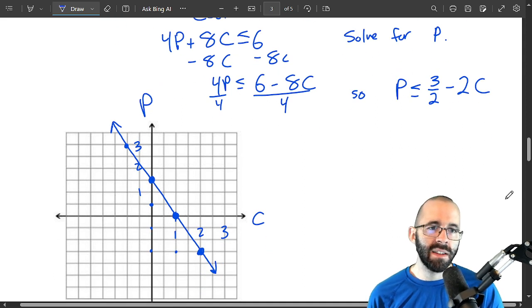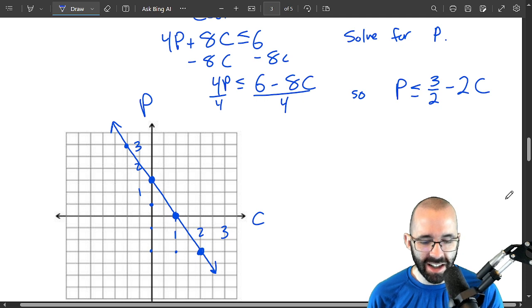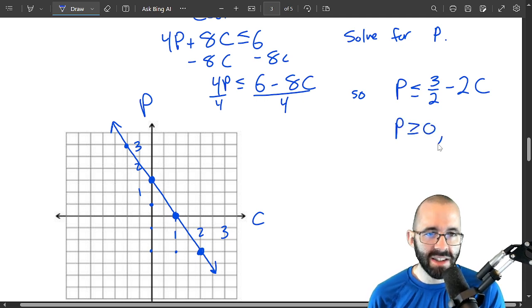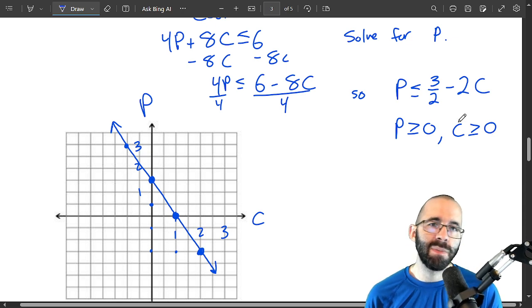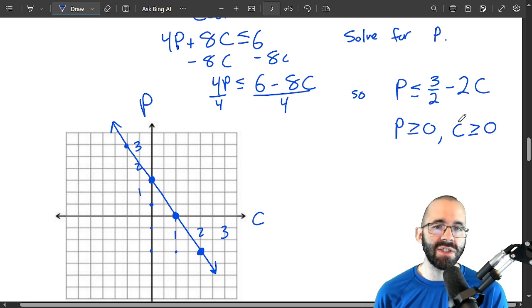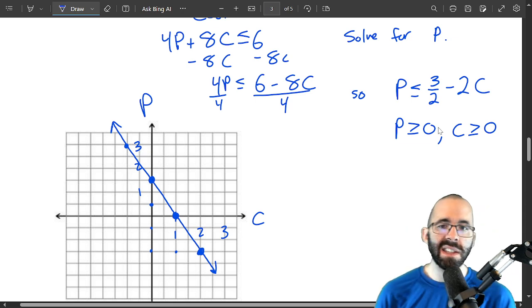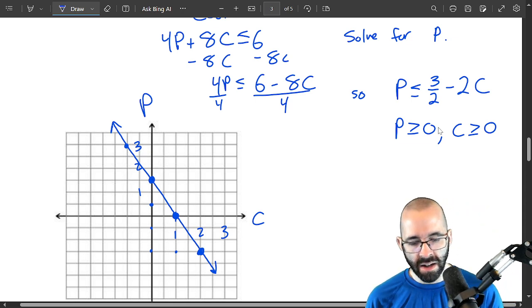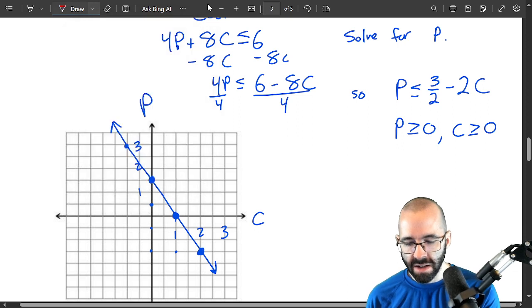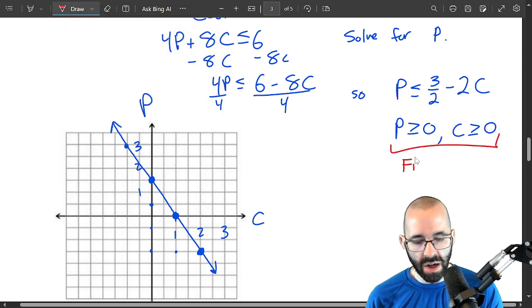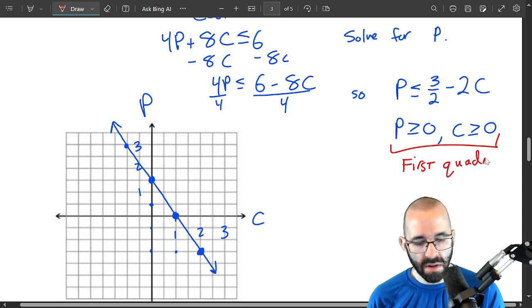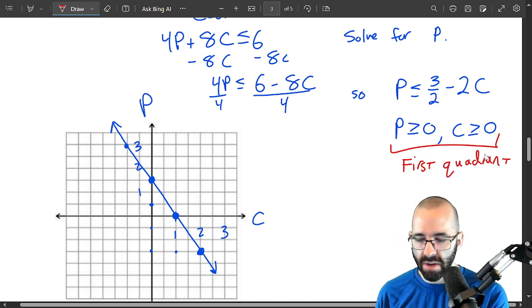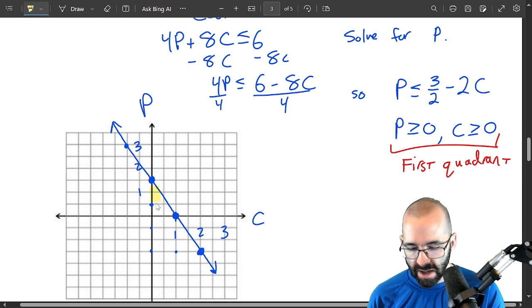But in reality, we're kind of getting ahead of ourselves because we're also going to say that this is true. We're not going to have negative pounds of peanuts. We're not going to have negative pounds of cashews. So we're really stuck in the first quadrant. What this means right here, this just means first quadrant. Input has to be positive or 0, and output has to be positive or 0. So when you highlight our answer, it really is just right here.